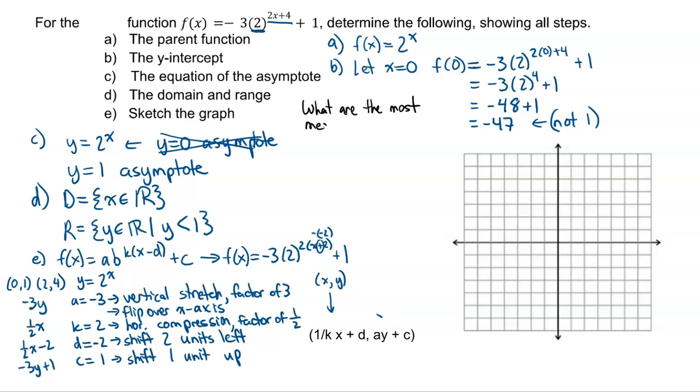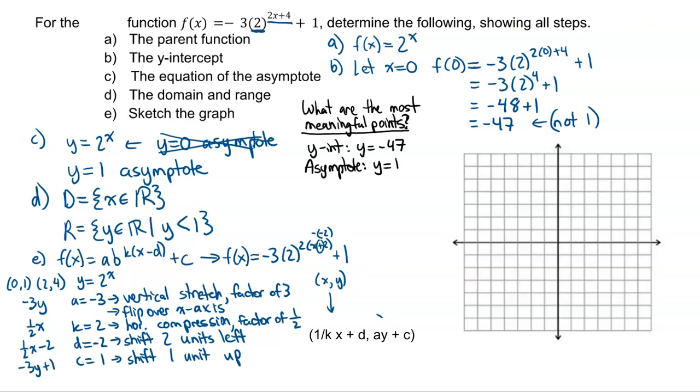But I would ask the question, what are the most meaningful points on this graph? What are the things we care the most about? Because it might not be those points that we transform. They might not be much of interest to us. The ones I would argue are the most important are starting with the y-intercept. That's by far the most important. We know that's y equals negative 47, which if you translate (0, 1) and (2, 4), you're not going to get that by translating that.